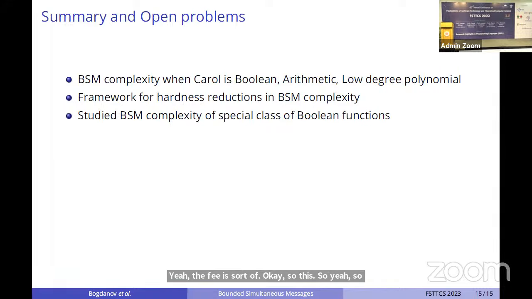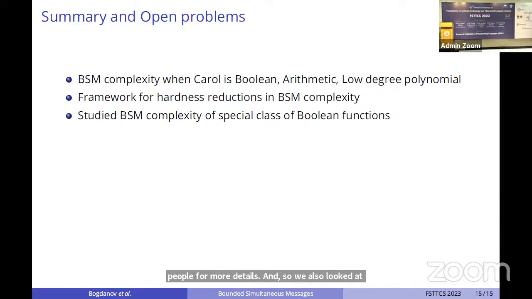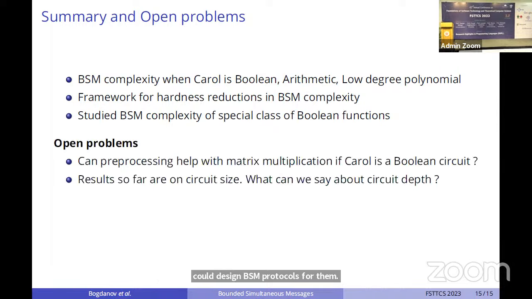This completes the session. So in summary, we looked at BSM complexity when the carule is a Boolean arithmetic circuit as well as a low degree polynomial computing some interesting class of functions. And whatever we said could be formalized as a notion of reduction, what we call split height reductions in the paper. We also explored this and showed some more reductions for some natural NP-complete languages like partition and tree coloring, so you can look at the paper for more details. We also looked at a special class of Boolean functions and showed that you could design BSM protocols for them. It appears in the full version. So that's pretty much the summary.